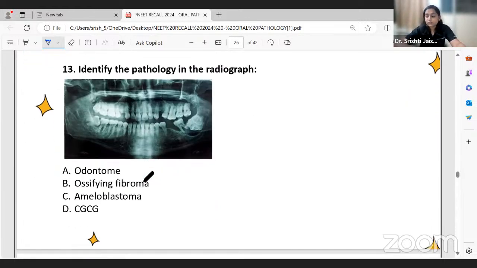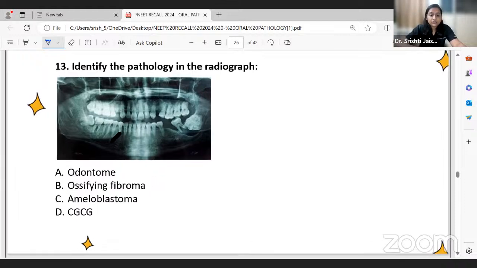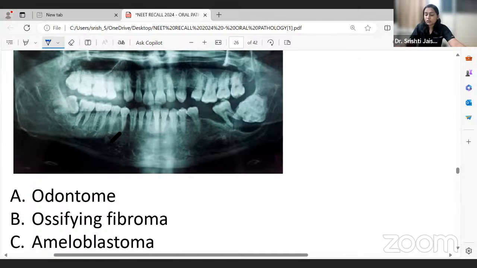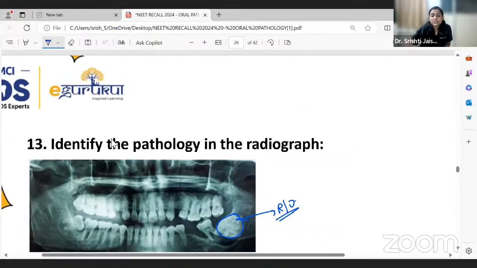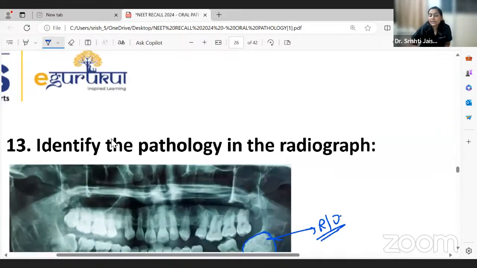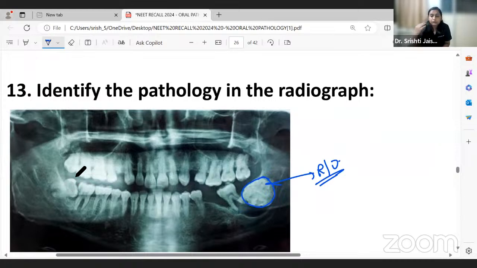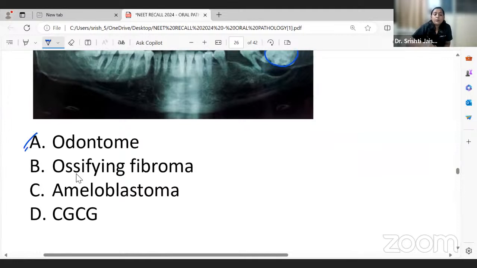Now, identify the pathology in the radiograph. Okay. So this is also a very direct question. Now, what do we see? Radio opaque mass. So this is a radio opaque mass which is seen in the posterior part of the jaw, and it does not resemble tooth-like structure. So in the question, it was mentioned that there is a radio opaque structure which is present in the posterior part of the jaw which does not resemble tooth-like structure. So the answer is odontome. Which is the most common odontogenic tumor in the oral cavity? It is odontome.